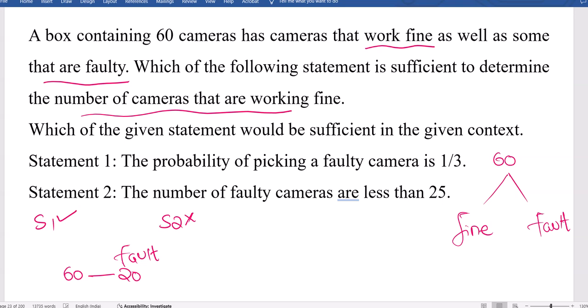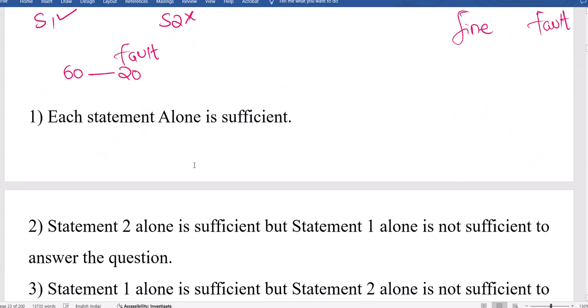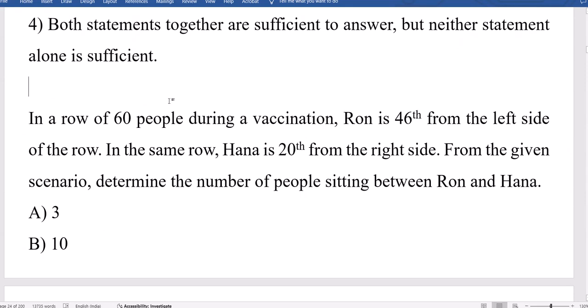Don't go for both together unless alone is not possible. If one person can do the job, why are two people required? So simple. Don't go for together until alone is not possible. Now let's see the next question.